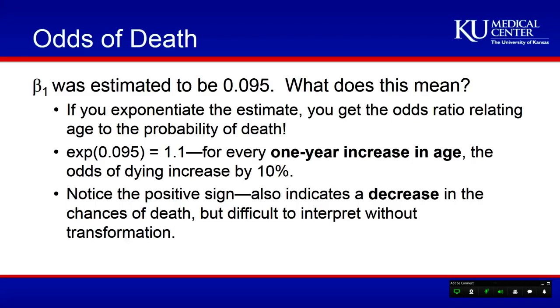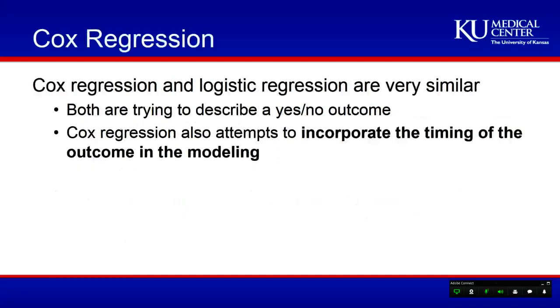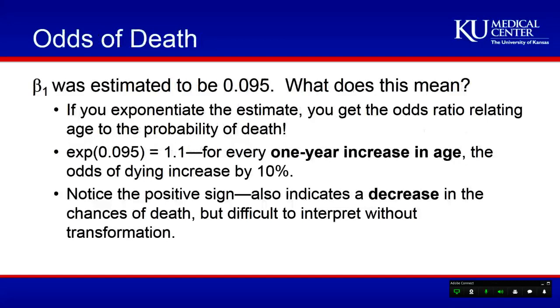So for every 1 year increase in age, the odds of dying increase by 10%. The 1.1 minus 1 gives you the 0.1, that's 10%. That's where the 10% comes from. The positive sign for the slope indicates the fact that it's an increasing relationship. If we had a decreasing value, it would be for every 1 year increase in age, we would see some kind of percentage decrease in the odds of death.